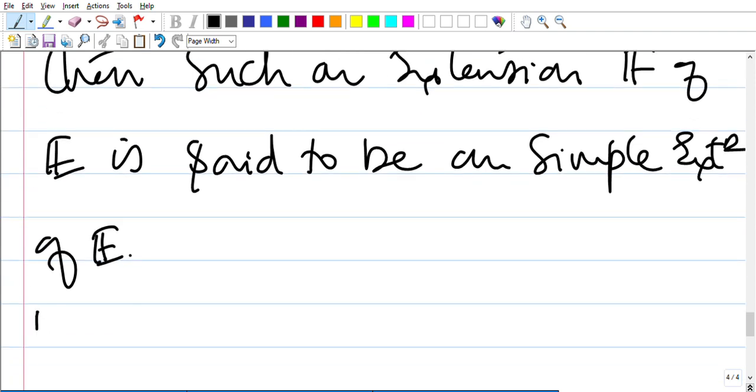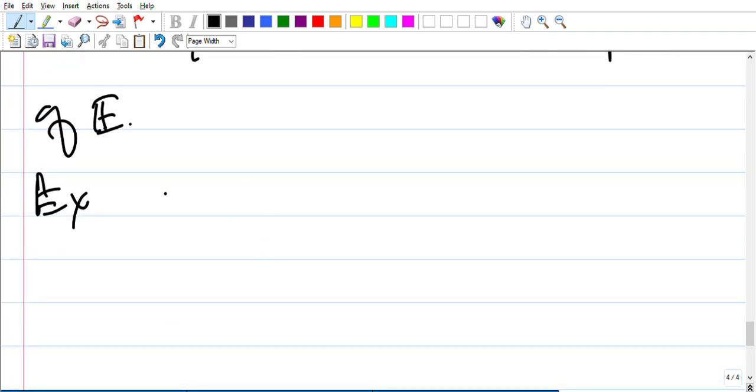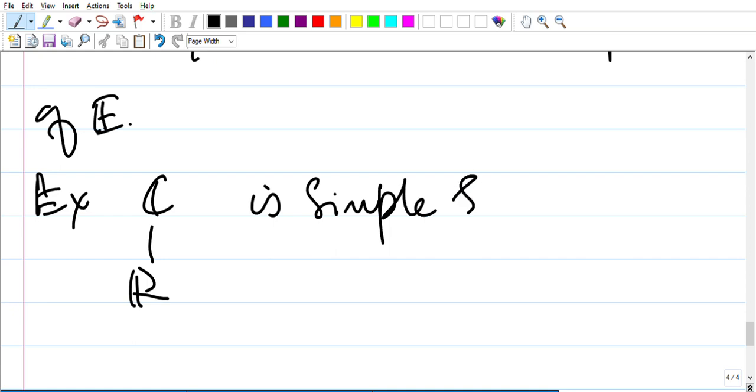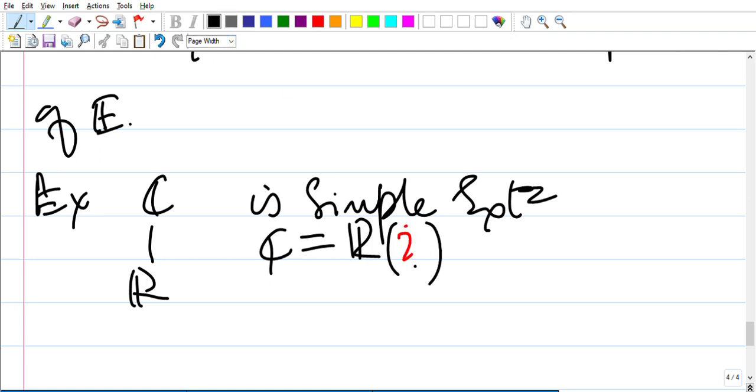Example: the extension C over R is a simple extension. Well, that's because C is R with the complex number i attached to R.